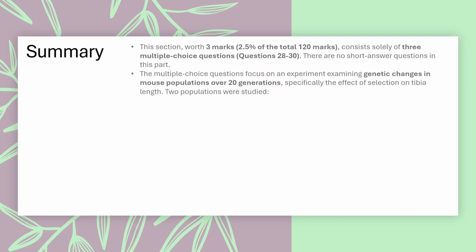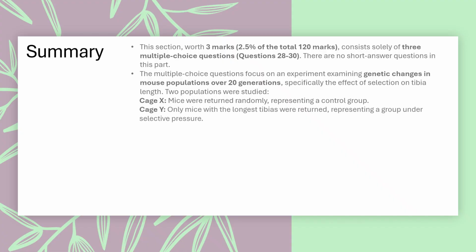The multiple-choice questions focus on an experiment examining genetic changes in mouse populations over 20 generations, specifically the effect of selection on tibia length. Two populations were studied. Cage X: mice were returned randomly, representing a control group. Cage Y: only mice with the longest tibias were returned, representing a group under selective pressure.